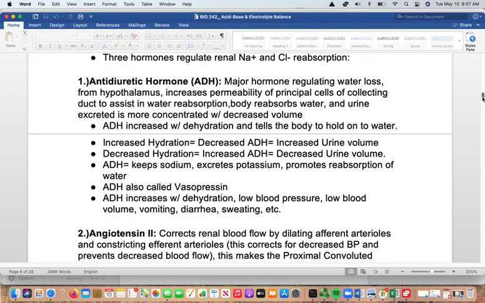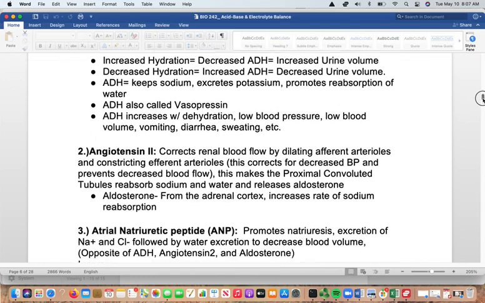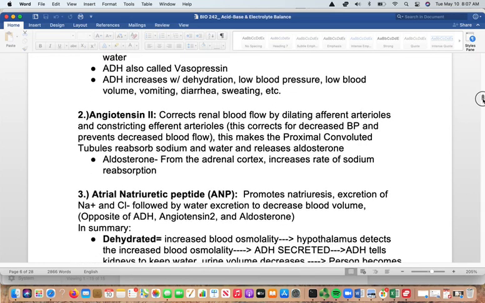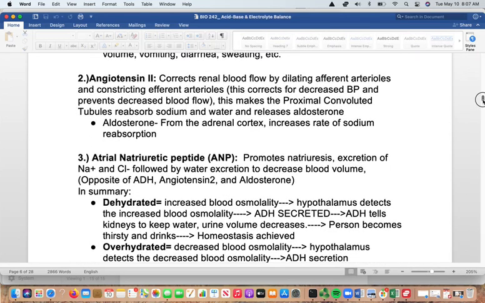So what ADH does, it keeps the sodium, excretes the potassium so that you'll reabsorb more water. So things that would cause that to happen: dehydration, low blood pressure, low blood volume, vomiting, diarrhea, and sweating.